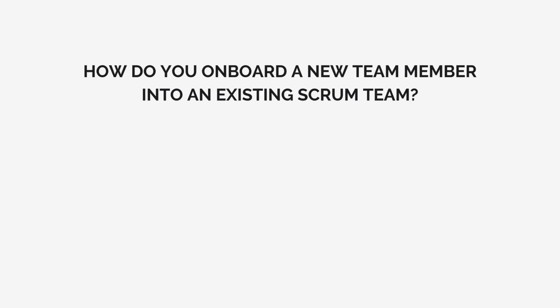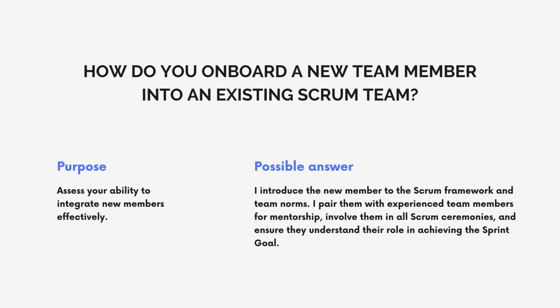Next up, how do you onboard a new team member into an existing Scrum team? Here, the interviewer wants to assess your ability to integrate new team members effectively. Possible answer is that you introduce the new member to Scrum framework and team norms. You try and pair them with experienced team members for mentorship. You involve them in all Scrum ceremonies and ensure that they understand their role in achieving the sprint goal.